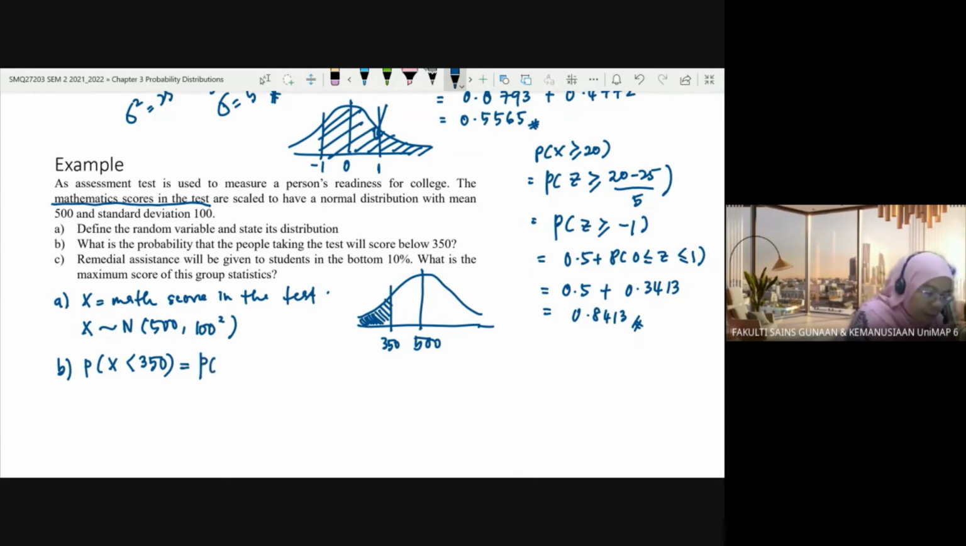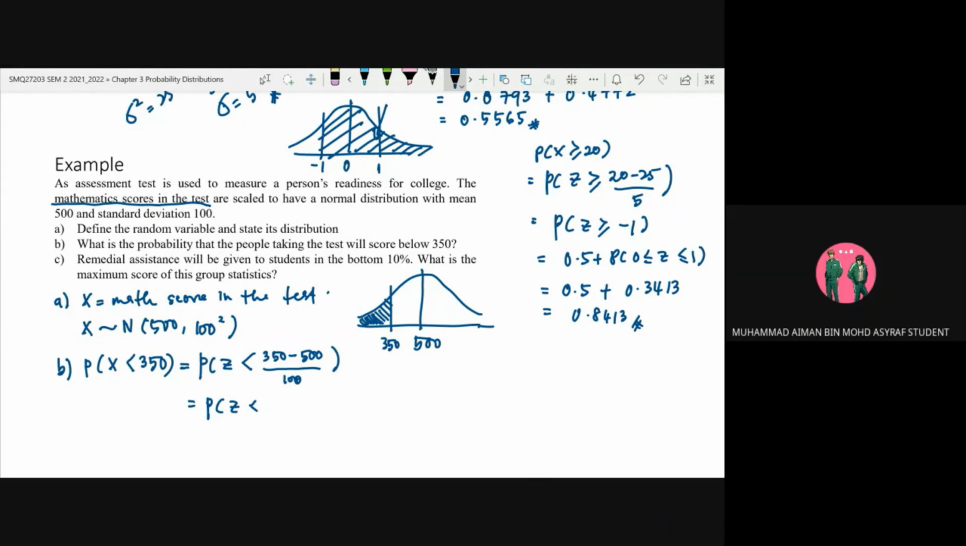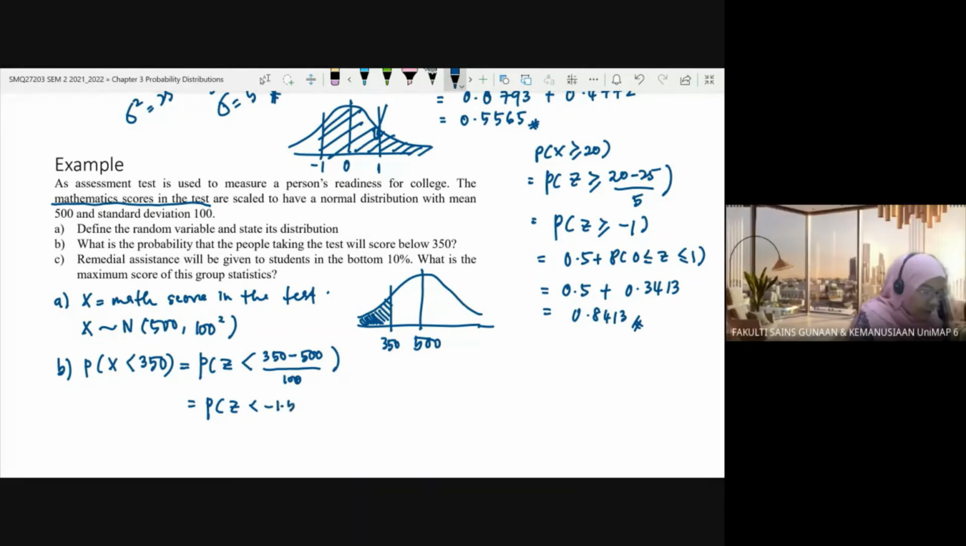So standard normal becomes Z. Then P(Z less than), transformed into Z, it becomes 350 minus the mean, that is 500, divided by the standard deviation. What is the standard deviation? 100. Can someone please calculate? What is the value here? Negative 1.5. Negative 1.5, correct.